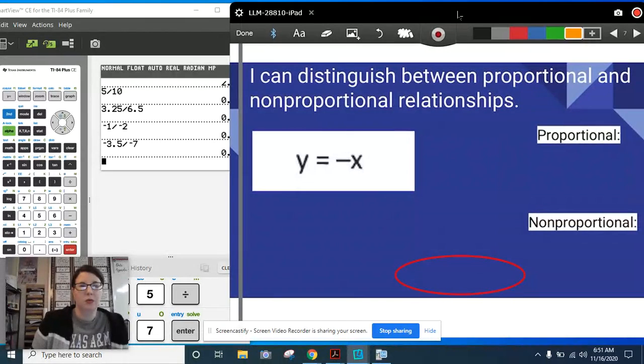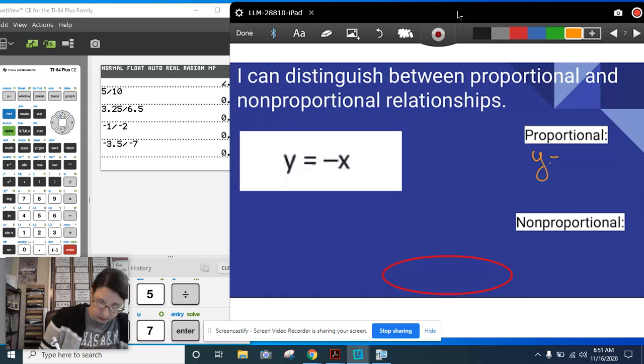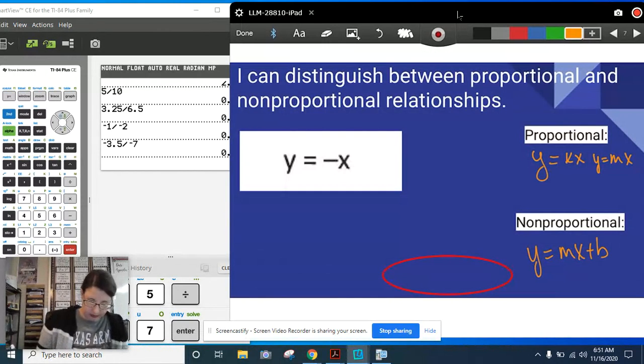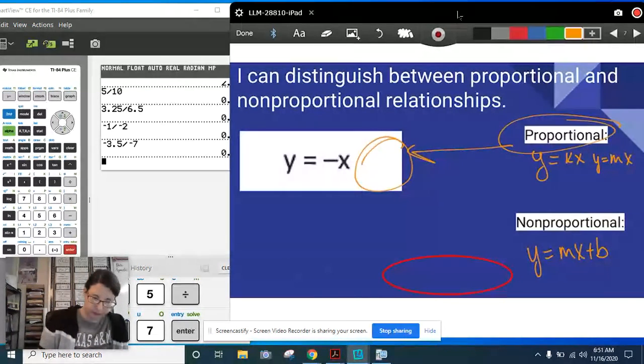All right, y equals negative 1x. So on an equation, I want to ask myself, I've got two relationships. Proportional is y is equal to kx, or y is equal to mx. And non-proportional is y is equal to mx plus b. Does this have a plus b? No, it doesn't. So that makes this relationship a proportional one.